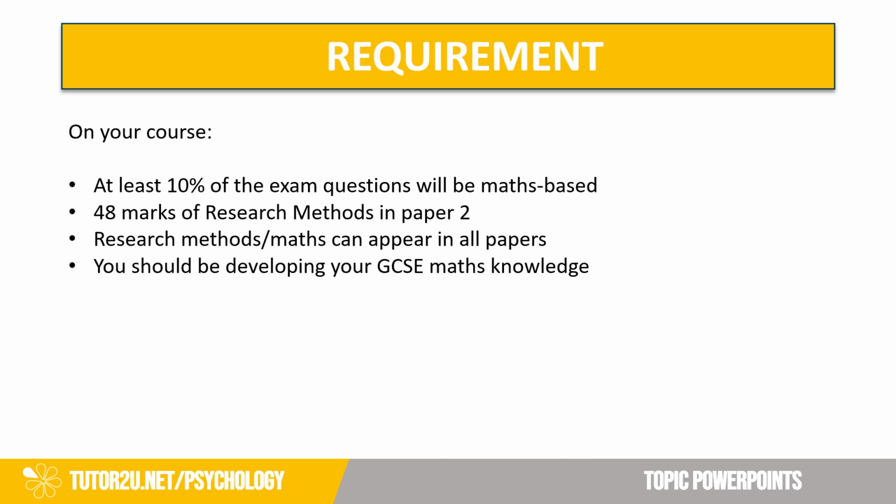In terms of the requirement for the AQA Psychology A-level, at least 10% of the exam questions will be maths based. So as well as having the 48 marks of research methods in paper 2, you can expect to see maths research methods type questions in all papers, in all topics. And again, this requirement in terms of this exam skill, calculating, is really developing upon the GCSE maths knowledge.